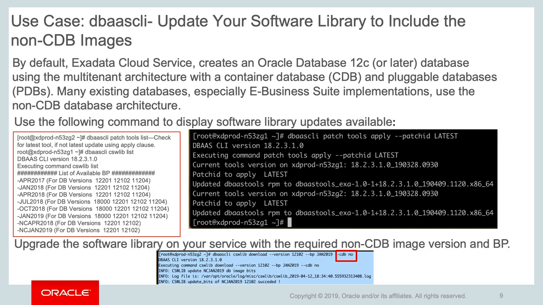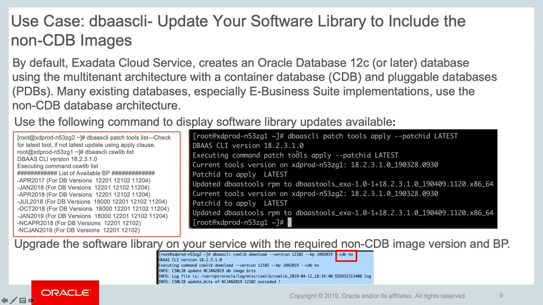The first step is to look at what patches and tools are available. So Diva CLI patch tools list will show you what images are available for your database environment. This command we saw earlier also, and it lists all the DB versions, patches and images available.